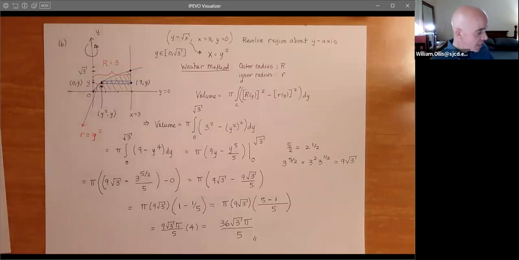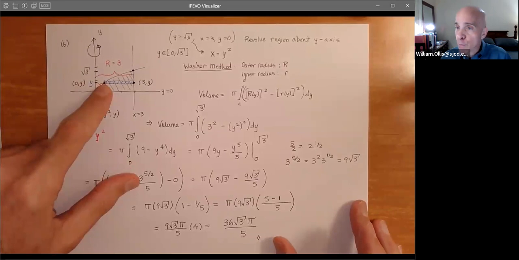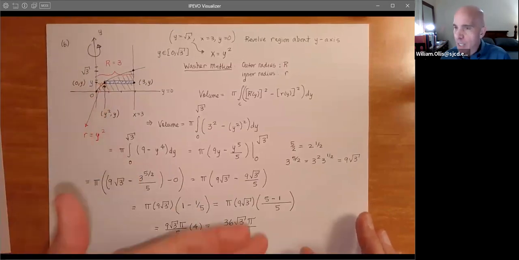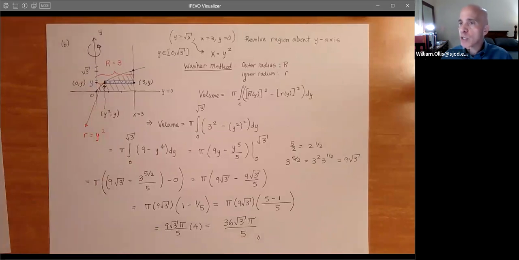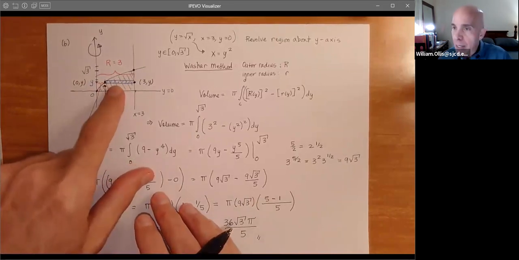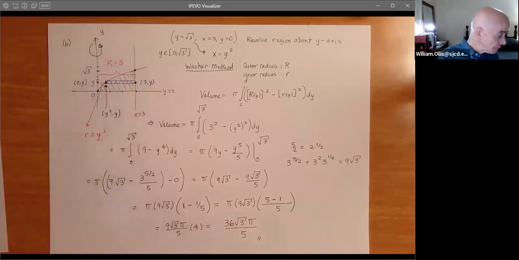So what we're seeing is that when we change the axis of revolution, we obviously change the solid and we get a very different answer. So one used the washer method, one used the disk method. But again, when we're using disk or washer, the rectangle is always perpendicular or orthogonal to the axis of revolution.